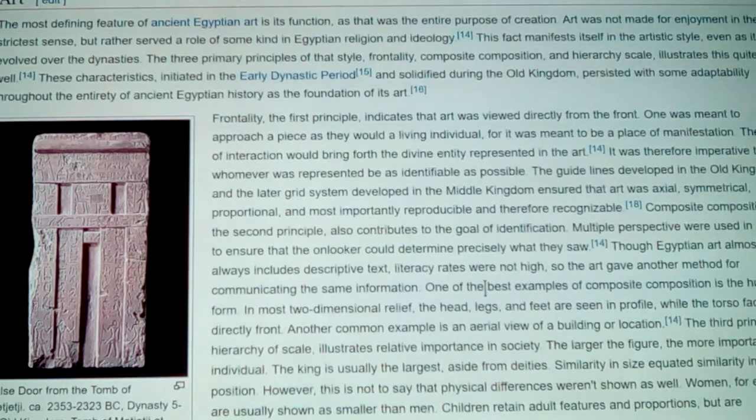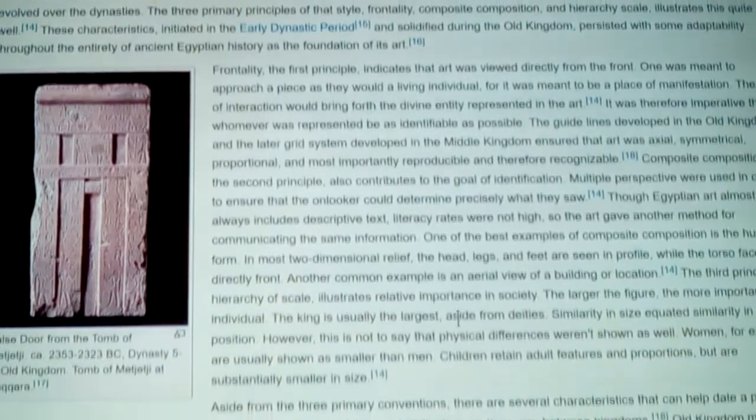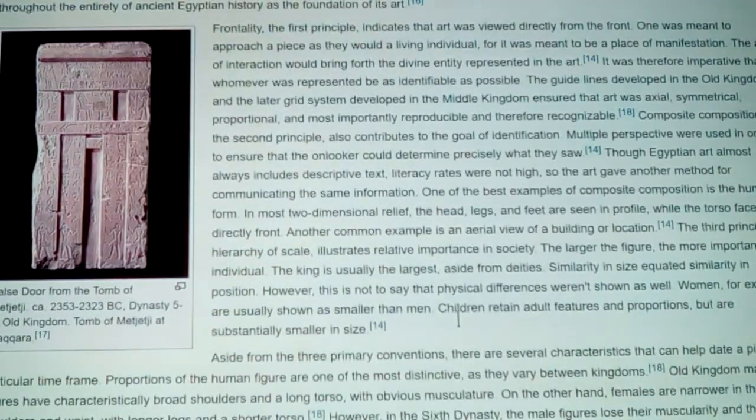One of the best examples of composite composition is the human form. It's almost two-dimensional relief. The head, legs, and feet are seen in profile, or sideways, while the torso always faces directly frontwards. Also, the eyeball is always forwards, and it's another way you can see that they've done it. Another common example is an aerial view of a building or a location, looking down on it like a hawk or Horus.